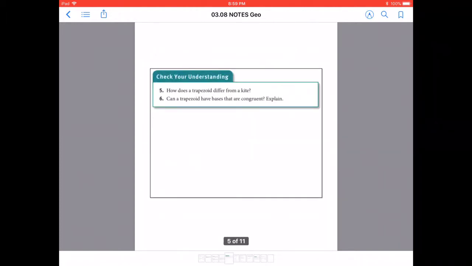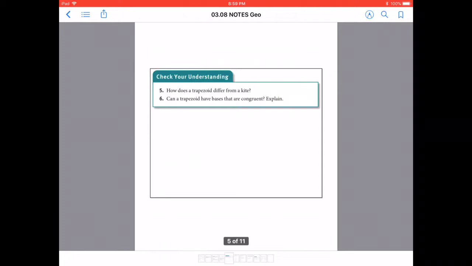So we did not get to this check your understanding yesterday. We're asked, how does a trapezoid differ from a kite? And in a kite, we know we never have parallel sides, but in a trapezoid we do. If we want to take that further, there is no way for there to be consecutive sides that are congruent and also for there to be any parallel lines. Once we start doing those things at the same time, we get a whole different type of shape.